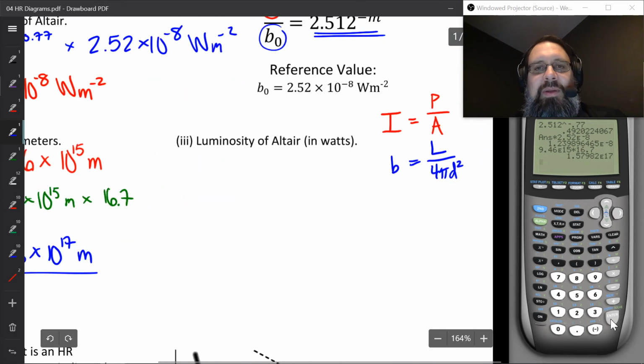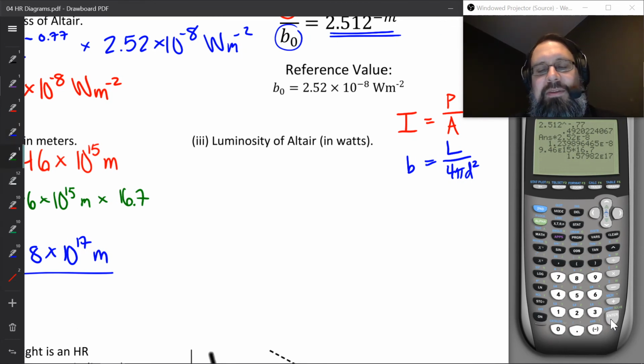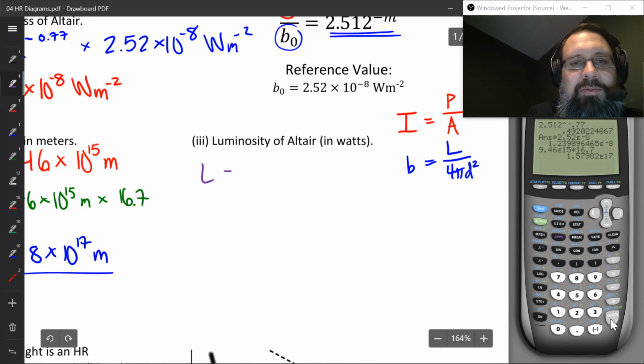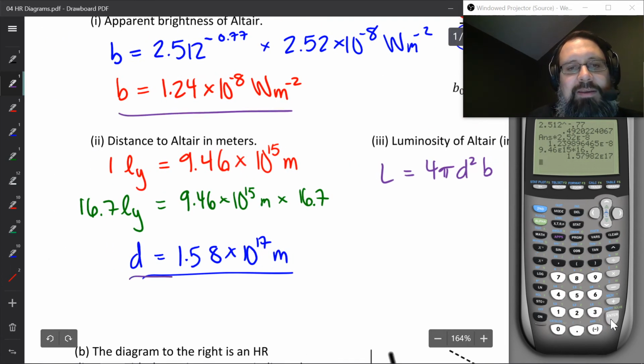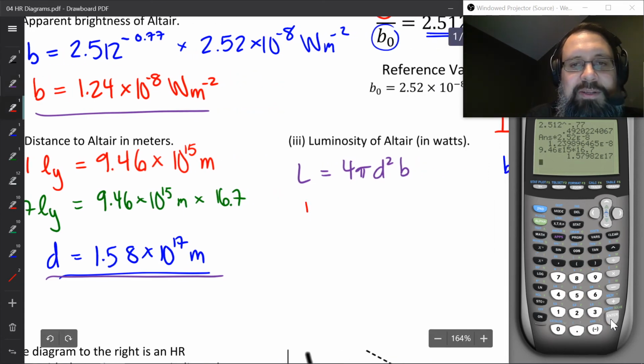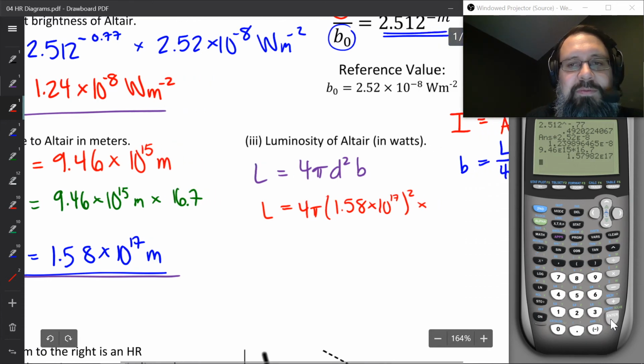Okay, now we want to find the luminosity of Altair, and we are just going to use this equation right here, which says that the luminosity is the apparent brightness times 4 pi times the distance squared. We know what all those things are because we've calculated them. So the luminosity is 4 pi d squared times b. So here we go. The luminosity of Altair is going to be 4 pi times 1.58 times 10 to the 17, and then we have to square that. And then we're going to multiply it by the apparent brightness, which is 1.24 times 10 to the negative 8.